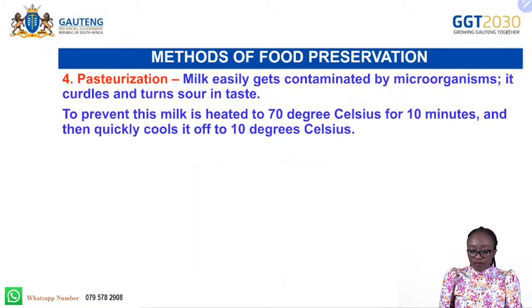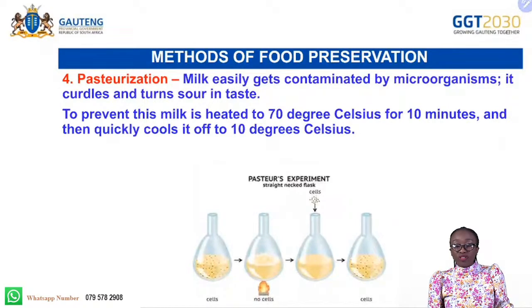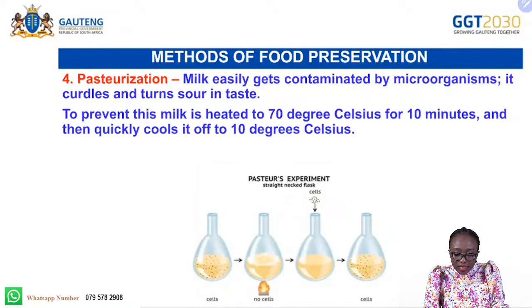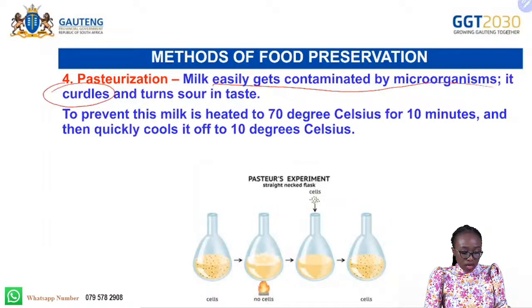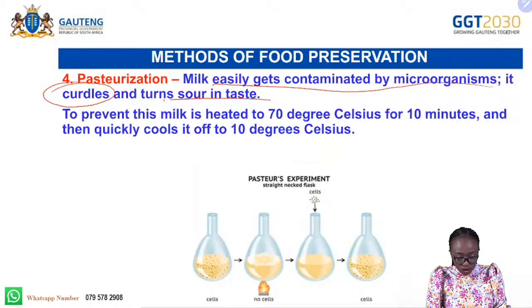And then method number 4 of food preservation is what is called pasteurization. Milk, as we all know, fresh milk. If you've visited the villages and you've had fresh milk from the cow or from the goat, it easily gets contaminated by microorganisms. And once it gets contaminated by microorganisms, it tends to curdle and turns sour. It becomes amasi.